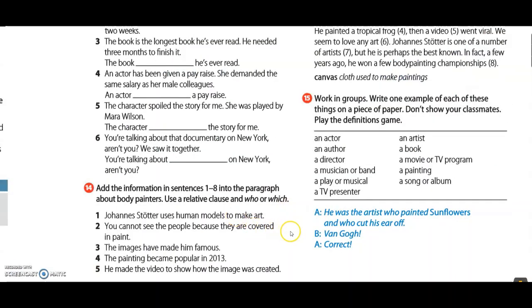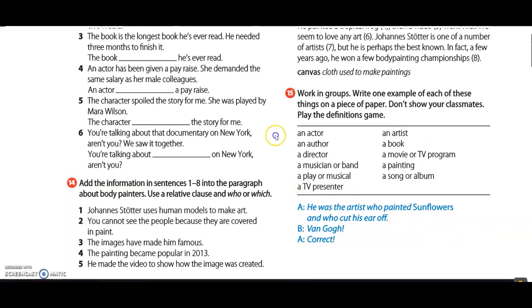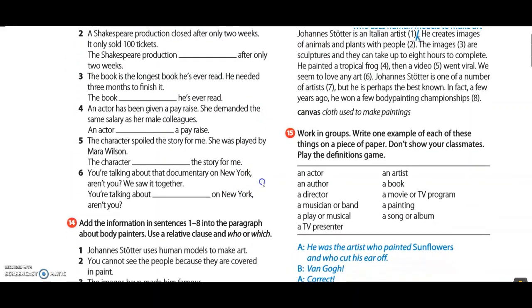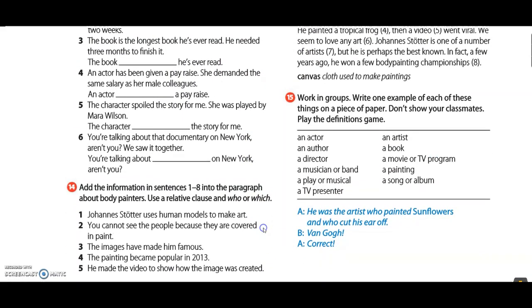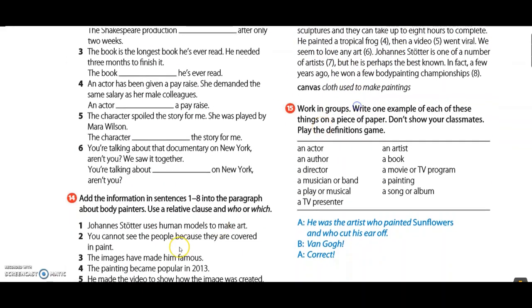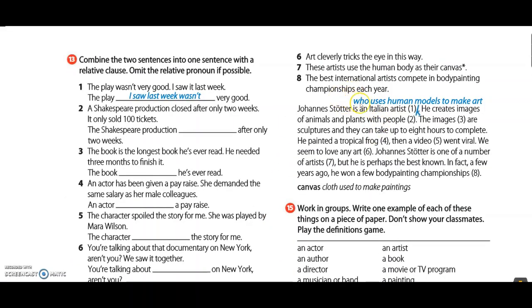So now guys, we are moving to exercise 14. The instruction says, add the information in sentences 1 to 8 into the paragraph about body painters. Use a relative clause and who or which. So we have here from number 1 to number 8, and we have to add information in these sentences using these. For example, number 1, Joanne's daughter uses human models to make art. And we add who use human models to make art.